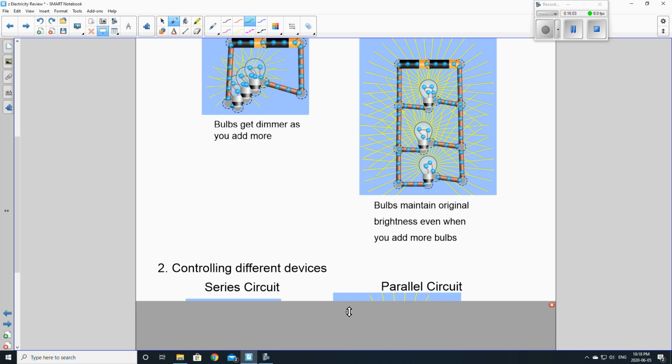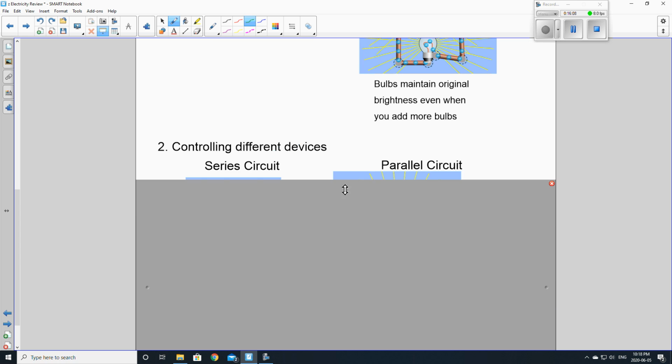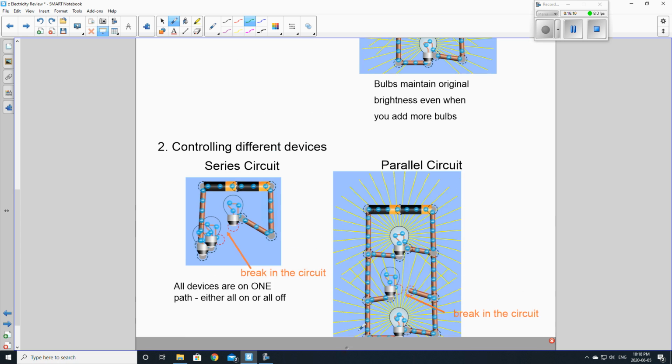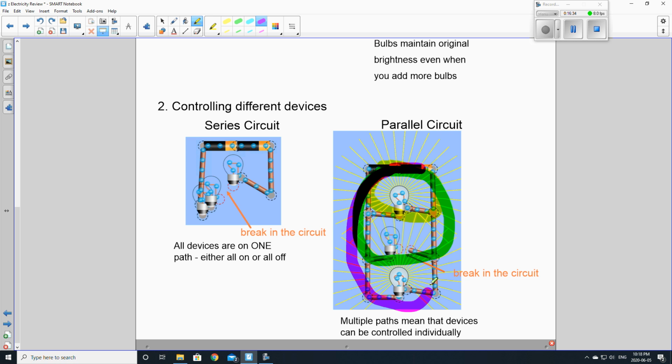Okay, next up, the other advantage to a parallel circuit is that you can control different devices individually. Okay, so over here, in a series circuit, right, you have 3 light bulbs with 2 batteries. Here, you have 2 batteries and 3 light bulbs as well, but notice that there's different loops, right? So over here, you have one loop, then you have another loop over here, and then you have another loop over here, right? So they are on 3 individual loops.